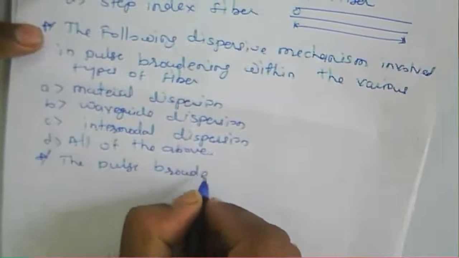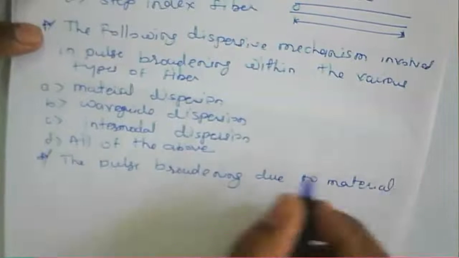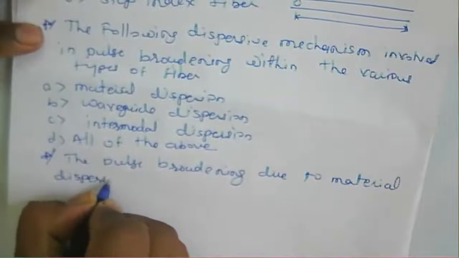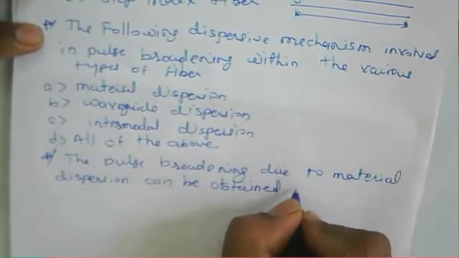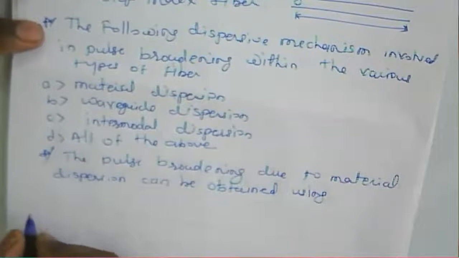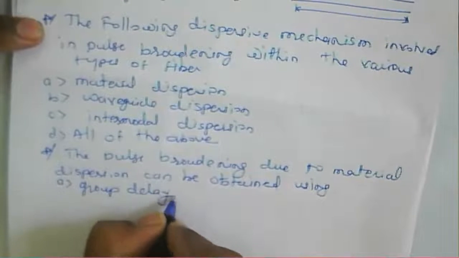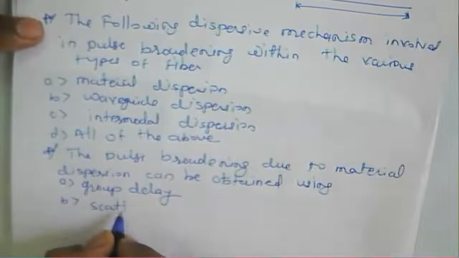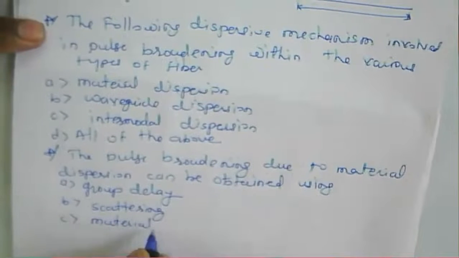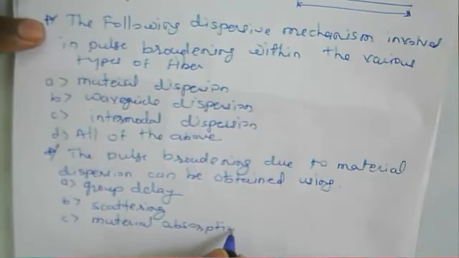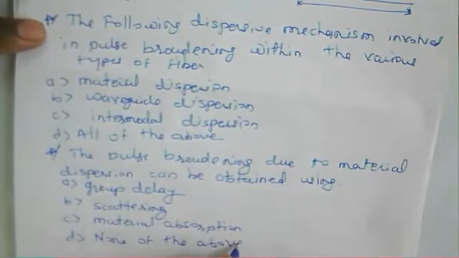The pulse broadening due to material dispersion can be obtained using A, group delay. Then B, scattering. Then C, material absorption. And D, none of the above.